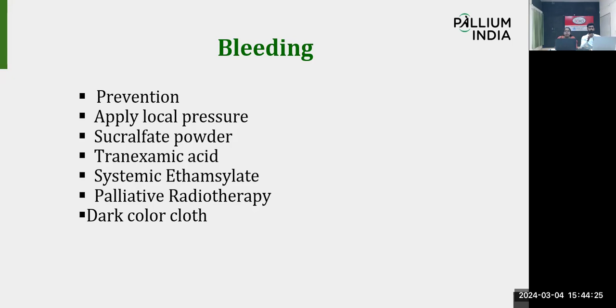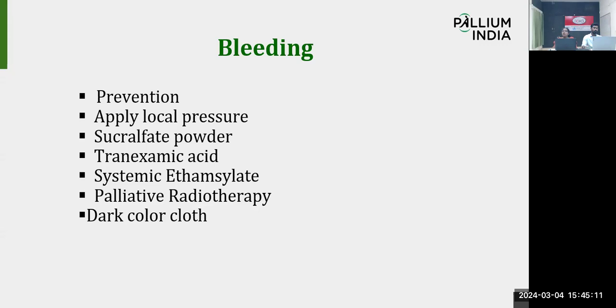You always try to prevent it, but if the bleeding is there, give local pressure, and then you can apply sucralfate powder, the same tablets which we use for peptic ulcer management. Medications can have another effect also. You can crush the tablet into a powdered form and apply it, and then you can go with tranexamic acid. Again, make it a powdered form and apply superficially. If these measures fail, then you can go for systemic etamsylate, and then you have to think about palliative radiotherapy.